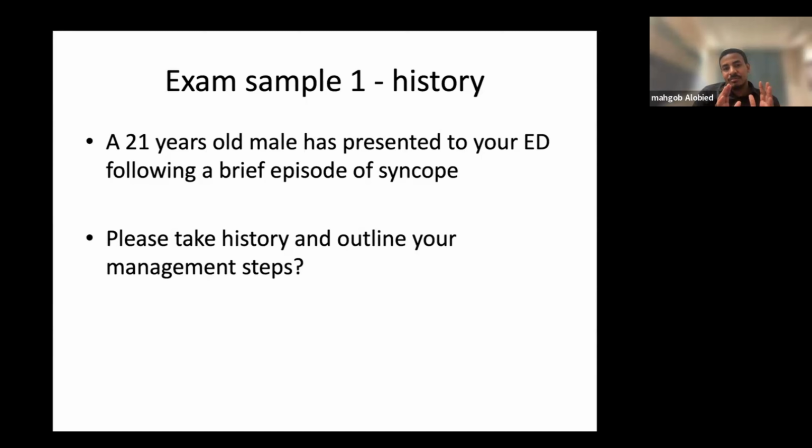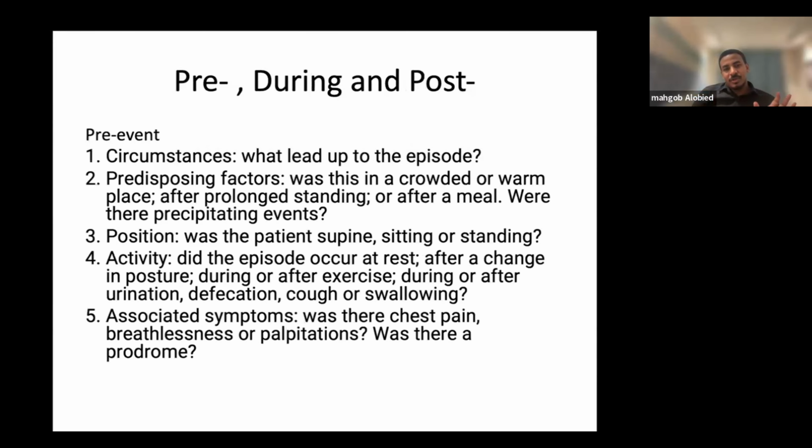Do you have a frame to ask questions so that you cannot forget anything, or are you just going to ask? I can tell you there is a frame for loss of consciousness in general, and syncope is one of them, that can make it easier for you to take a history. We divide the history into pre, during, and post.